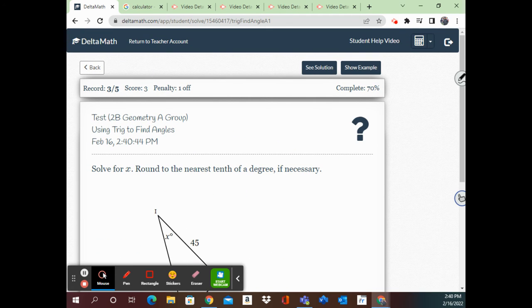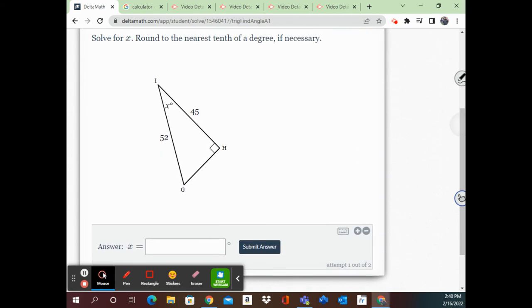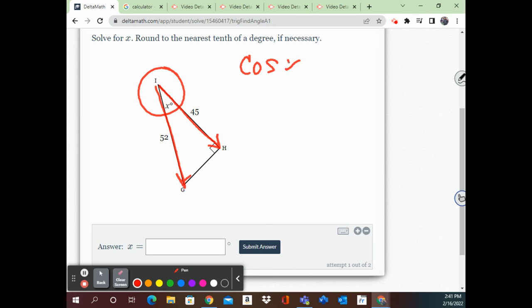All right. So next problem. Right now, it says solve for x, round to the nearest tenth of a degree. So again, we want to pay attention to the angle. Here we have angle I. Angle I is going to give us adjacent and hypotenuse. So we're doing cosine again. So we have cosine of x is equal to 45, which is adjacent, and 52, which is our hypotenuse.